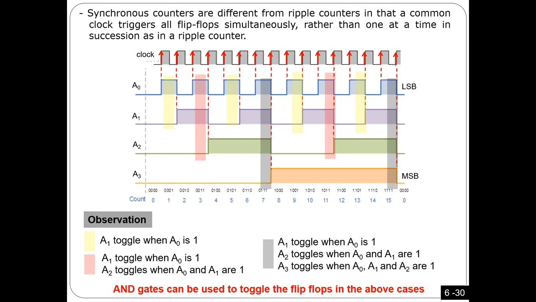It has to be one and one, okay? I'm gonna toggle here. It has to be one and one. Observation, right? Same thing for this one. This one is gonna toggle if all the previous ones are ones.